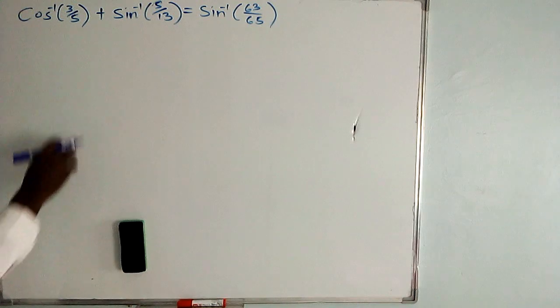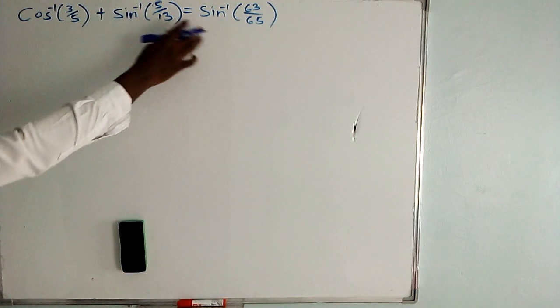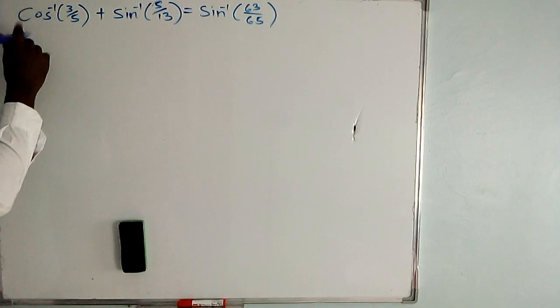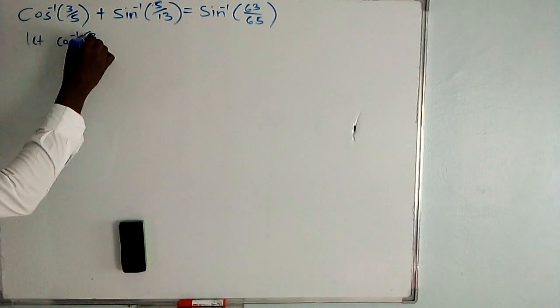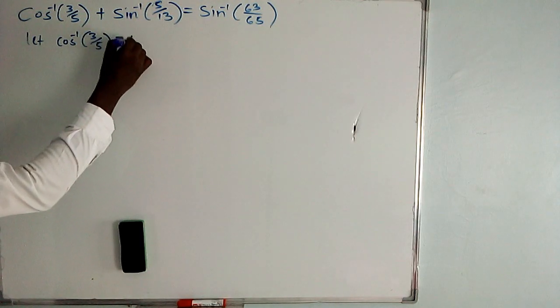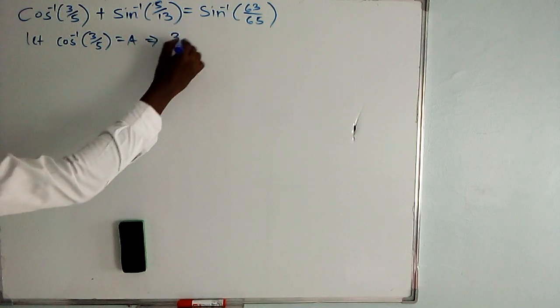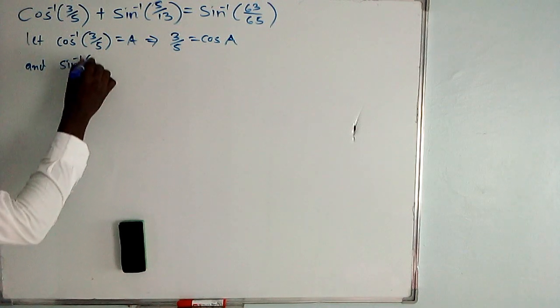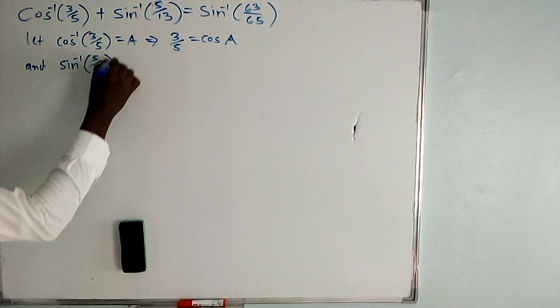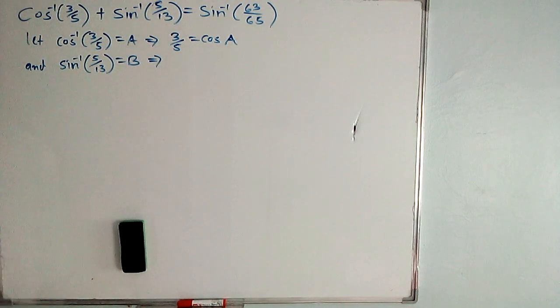Now to show that cos inverse of 3 over 5 plus sine inverse of 5 over 13 is equal to that, the first thing you do is let cos inverse of 3 over 5 be A. If you take cos inverse on the other side of the equation, then 3 over 5 is equal to cos A, isn't it? And you also let sine inverse of 5 over 13 be B.